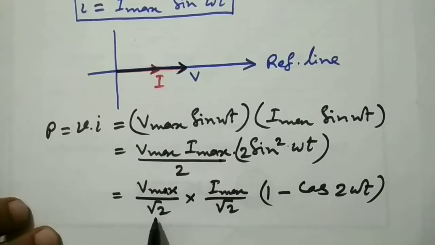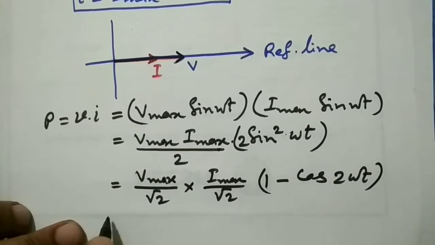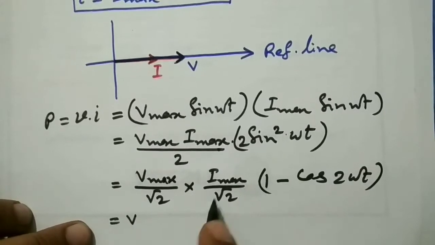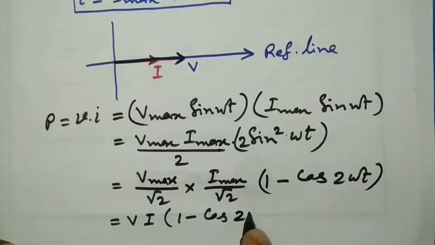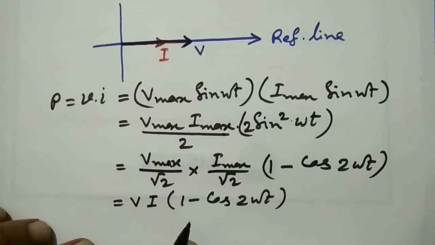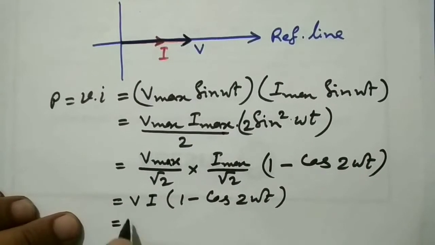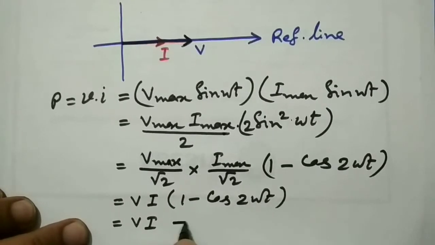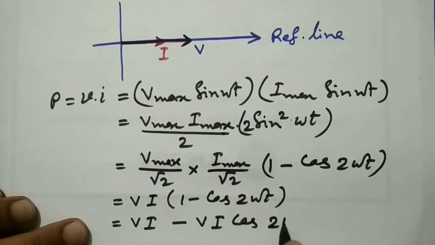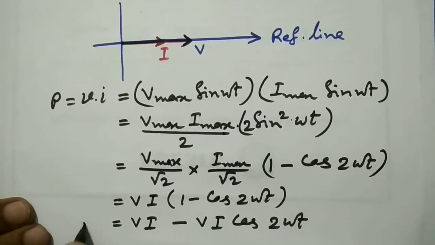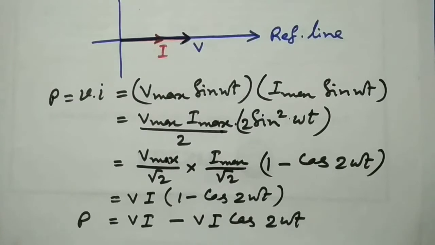Here the V max by root 2 is considered as the VRMS. I max upon root 2 is the IRMS that we have already seen in previous classes. And now it is 1 minus cos 2 omega t. Therefore, it will be VI minus VI cos 2 omega t. So this is the expression of the instantaneous power for a purely resistive circuit.